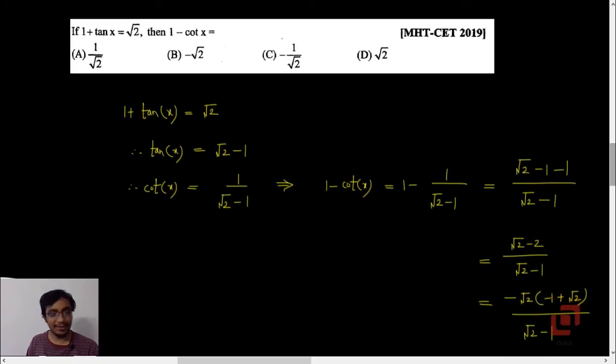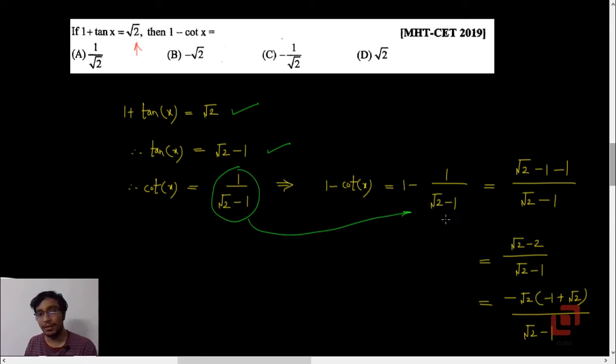Next, again simple. If 1 plus tan x is root 2, then 1 minus cot x is: 1 upon root 2, minus root 2, minus 1 upon root 2, and root 2. Simple. You know tan, get cot and put it there. 1 plus tan x is root 2, tan x is root 2 minus 1. Cot x will be the reciprocal of that. But you want 1 minus cot x. So subtract this from 1. That is 1 minus 1 upon root 2 minus 1.